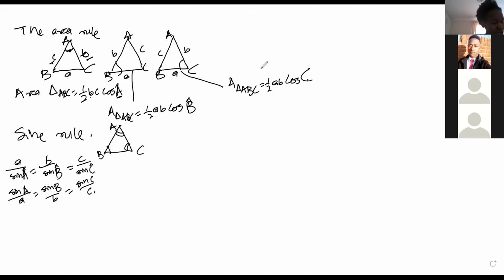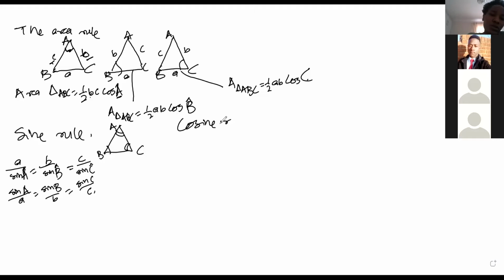And then the sine rule, you use it if you are given two sides and an angle that is not between the given sides. So unlike the area rule here, you are given two sides and the other angle. It doesn't have to be the included angle, okay? Or you are given two angles and a side. So that's when you use your sine rule.